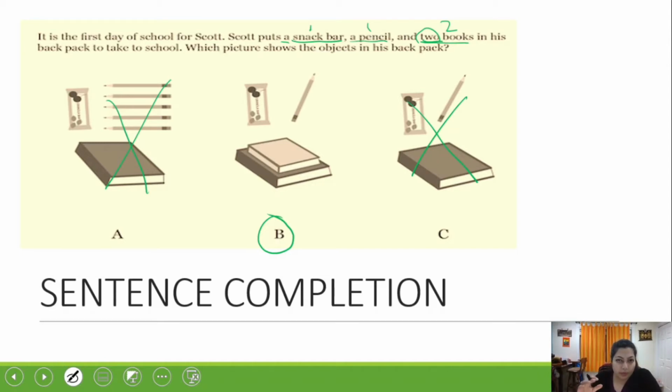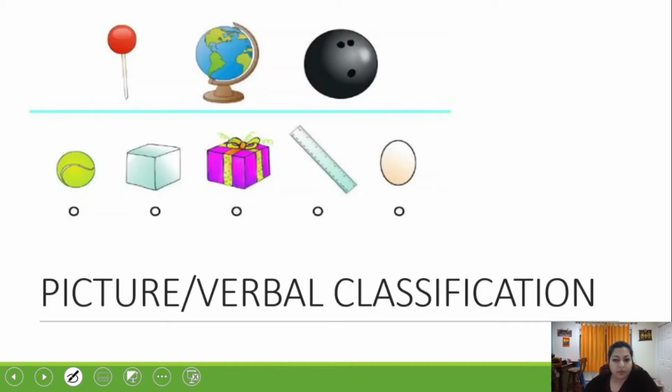It might be slow in the beginning, but once they get used to it, you have to time them because there is a time limit per battery. So solving the questions on time is also one of the criteria. And I will also tell you something in the end about how you can prepare them for that. But for now, moving on to the next question: picture or verbal classification, categories basically. Over here, we can see the common element is sphere.